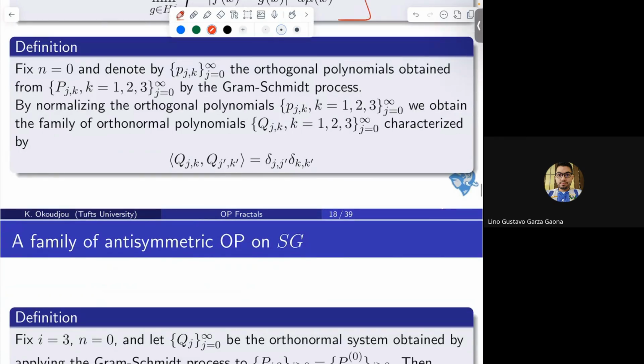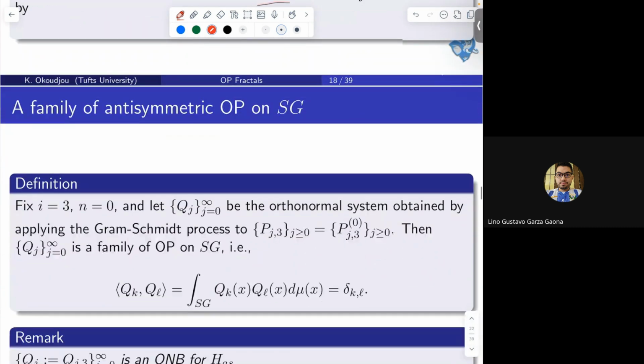I'm going to fix n equal to 0 from now on. And I'm going to apply the Gram-Schmidt orthogonalization process to the monomials pjk that we constructed. We're going to get a new set of orthogonal polynomials, and I'm going to denote them small pjk. So small pjk are the orthogonal polynomials obtained from the monomials I just described on the last page. And when I normalize them, I'm going to call that family QJK, and QJK are the orthonormal polynomials that we just characterized.